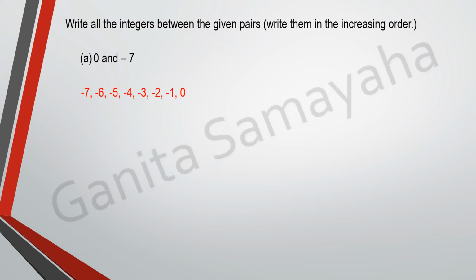Good. The next one. Between -8 and -15, which is the smaller one, children? Yes, -15. You can also start writing. Okay. So write it in the increasing order. -15 and then -14. Then -13.